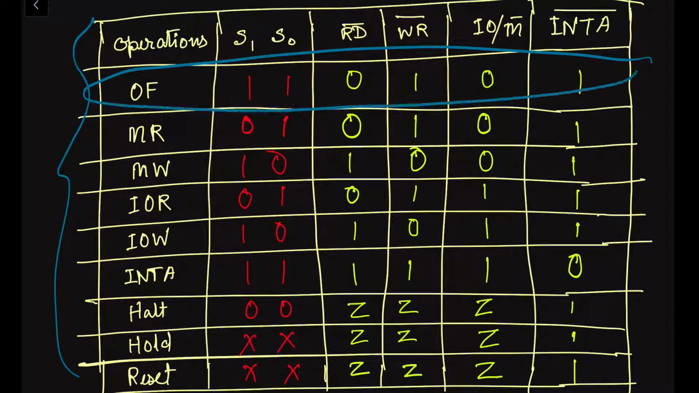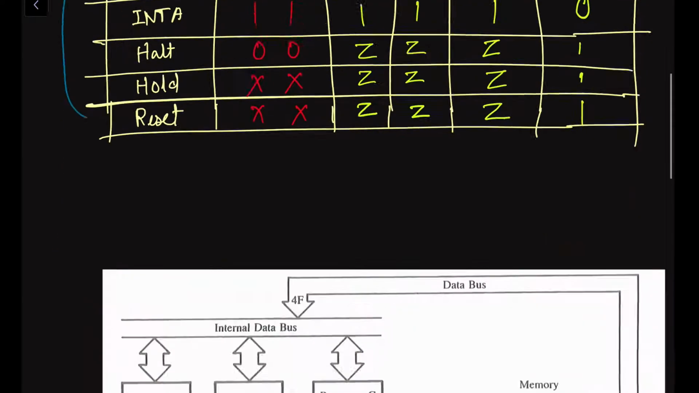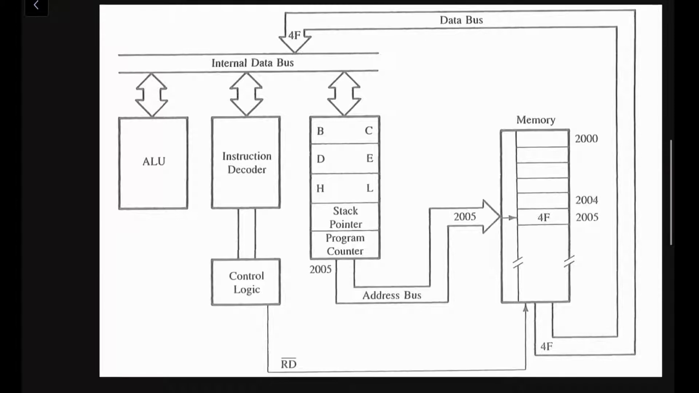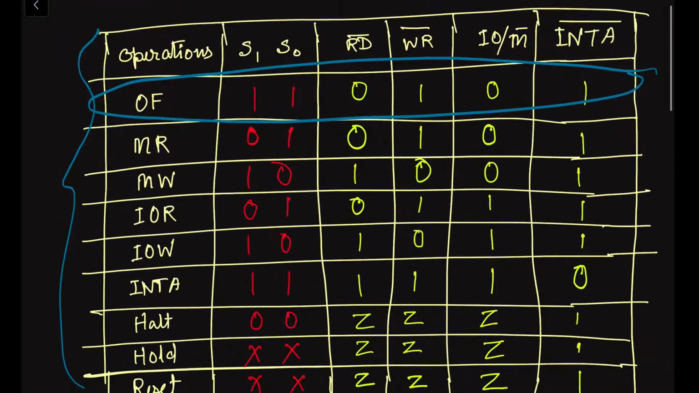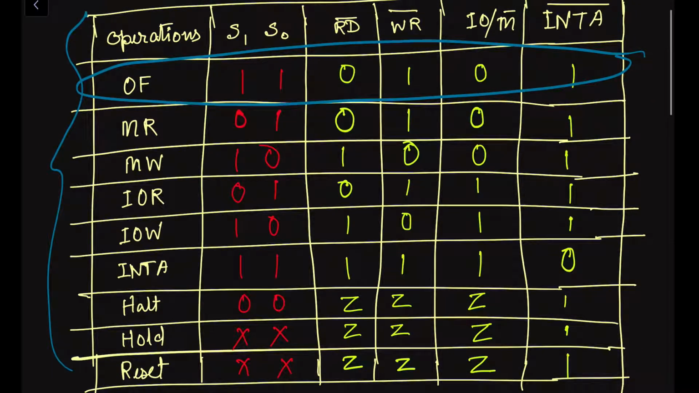This row we will implement with the timing diagram. I will show you with the block diagram how the opcode is fetched from the memory. This diagram has been taken from the microprocessor book by Gaonkar, okay. So in this video, first let me briefly explain this table.